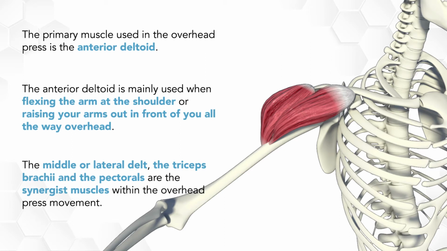The middle or lateral delt, the triceps brachii, and the pectorals are the synergist muscles within the overhead press movement. These muscles assist the anterior delt in completing the exercise effectively and will gain benefits with progressive overload of the movement.